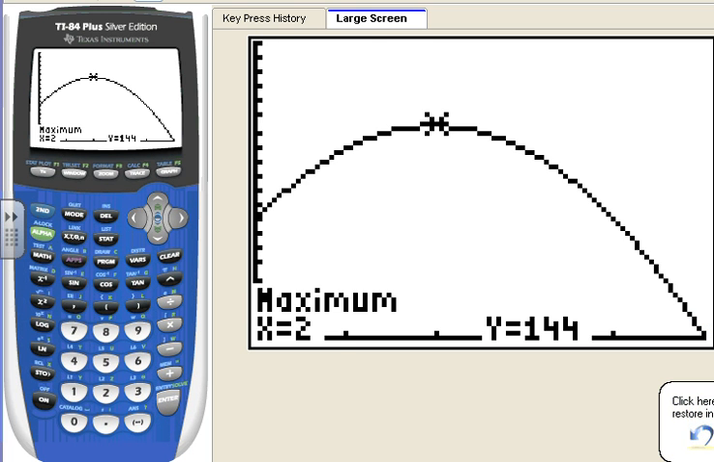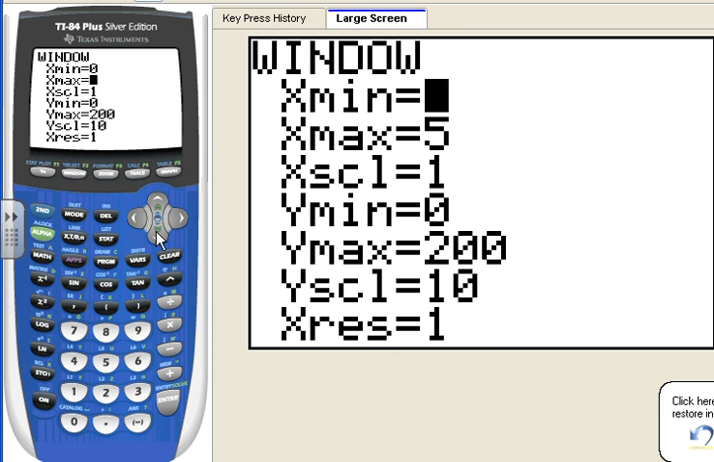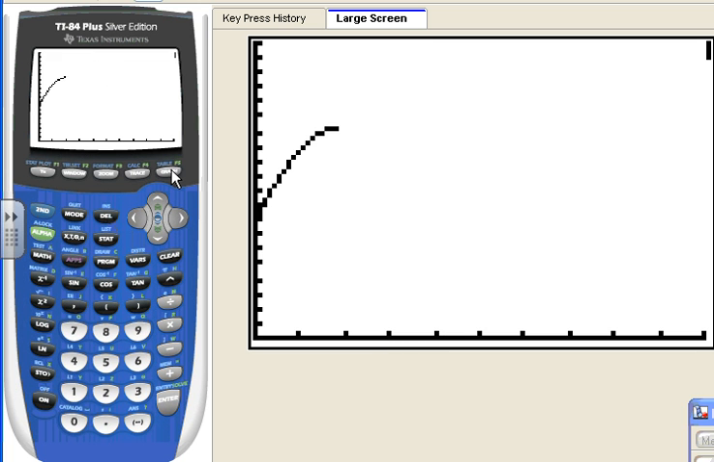So we're going to go back to the window, and on the X scale, instead of going from 0 to 5, go from 0 to 10. Not 110, that'd be too big. Okay, 0 to 10. There, now we've got a nice graph that shows where it's hitting the ground. And we want to find what time that occurs at when it hits the ground.